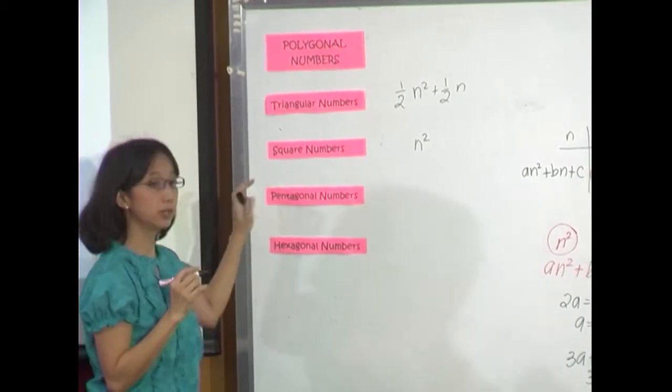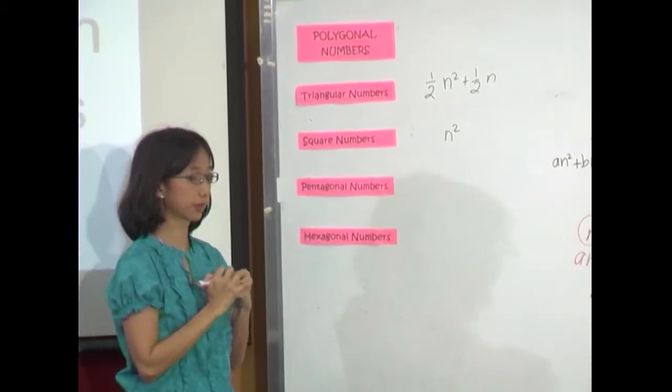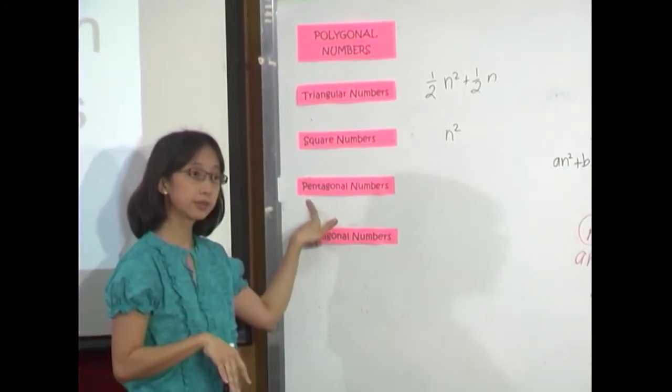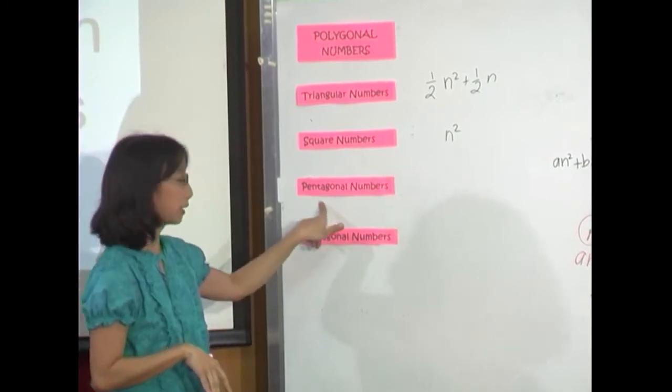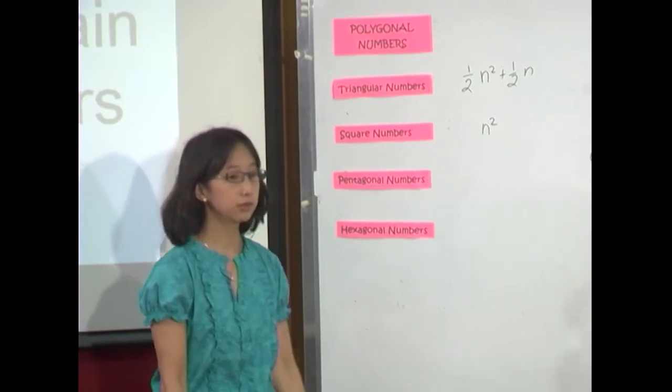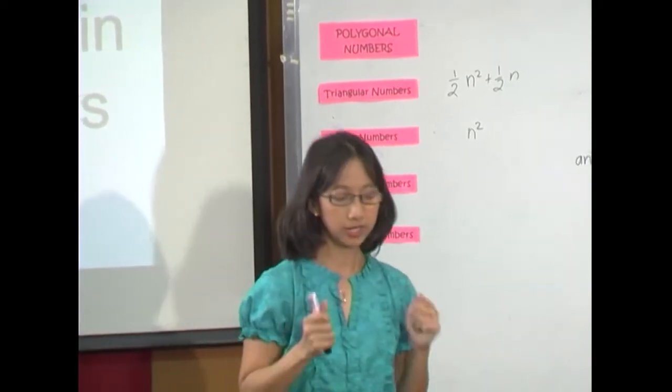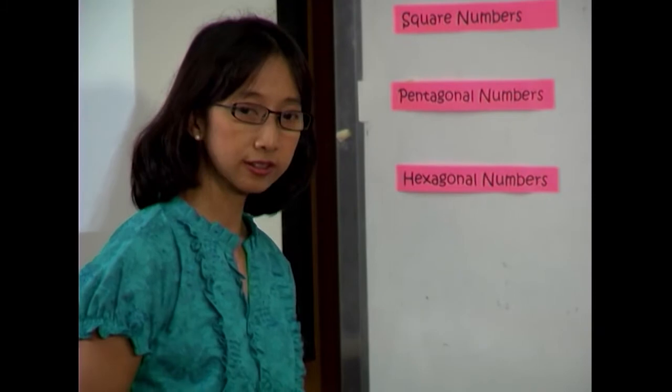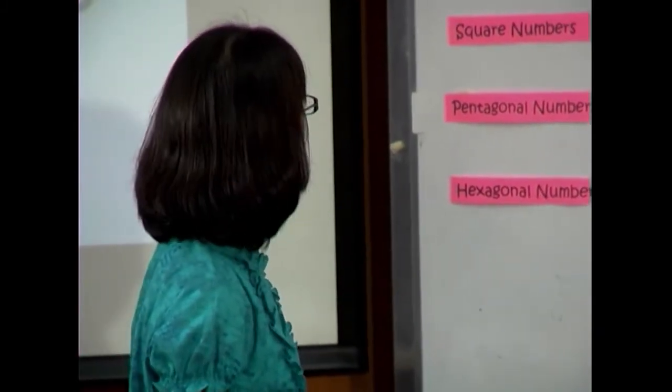Now, I want you to do individual work this time. Can you solve for the nth term for the pentagonal numbers? And solve for the nth term for hexagonal numbers. Can you do it quickly? Any volunteers for the pentagonal?